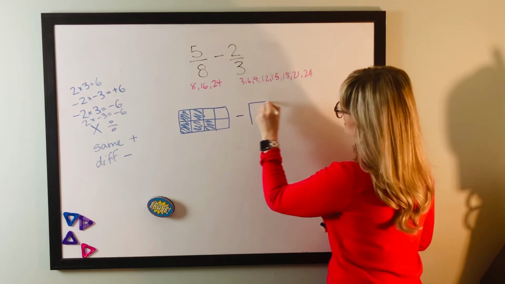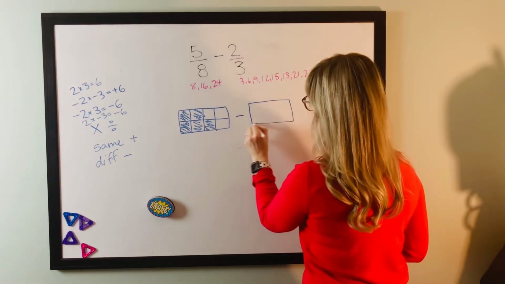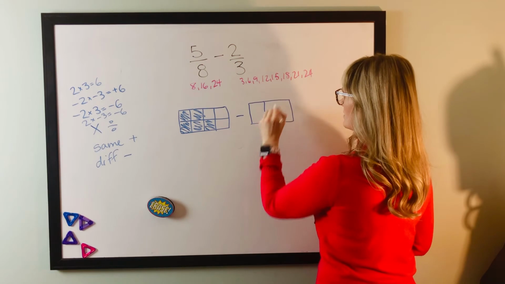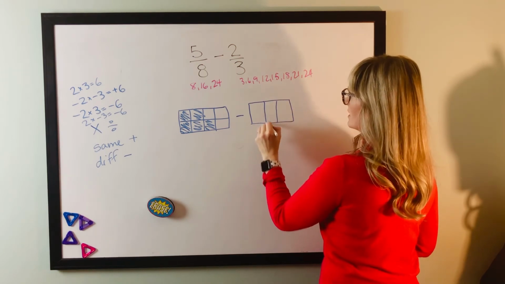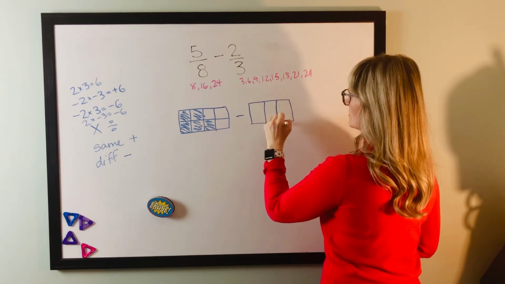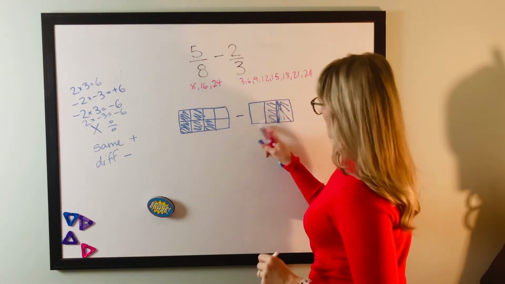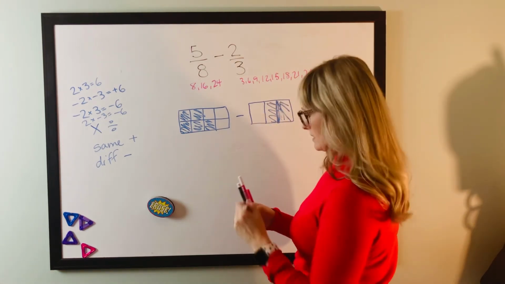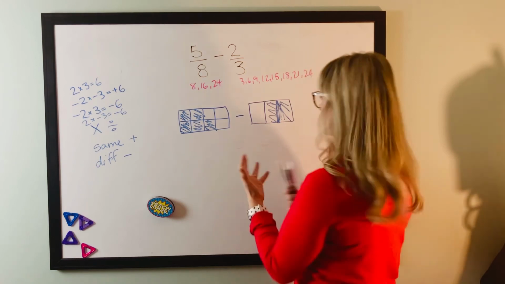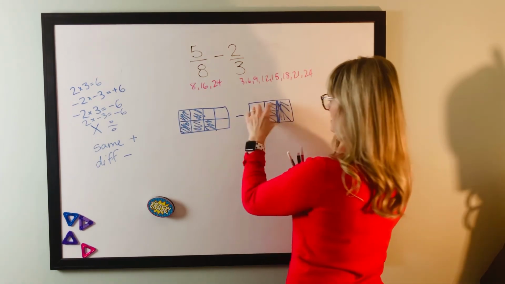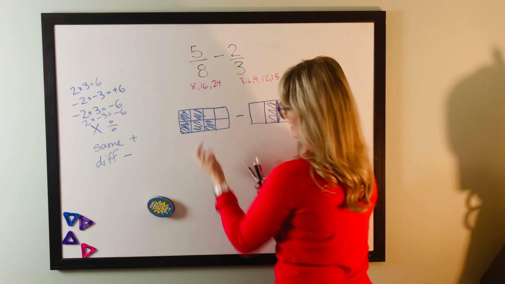It always has to be the same original size. How do I make thirds? Well, I'll go like that. So I'm going to take away 2 of these thirds. So 1, 2. And again, we can see there's more than half. Okay. The problem is they're not the same size. This third is way bigger than an 1/8.